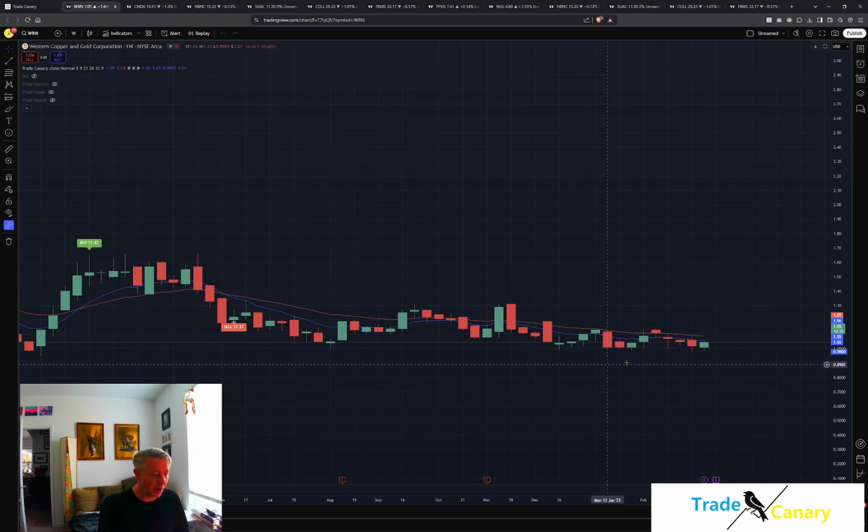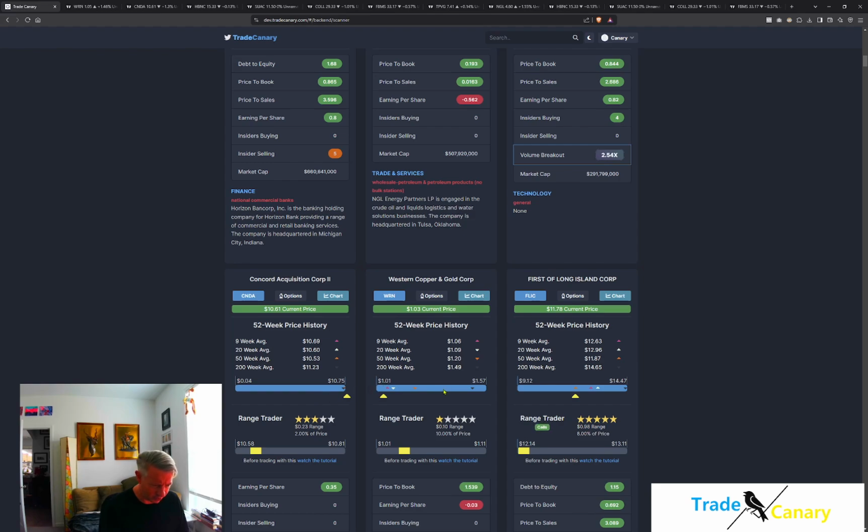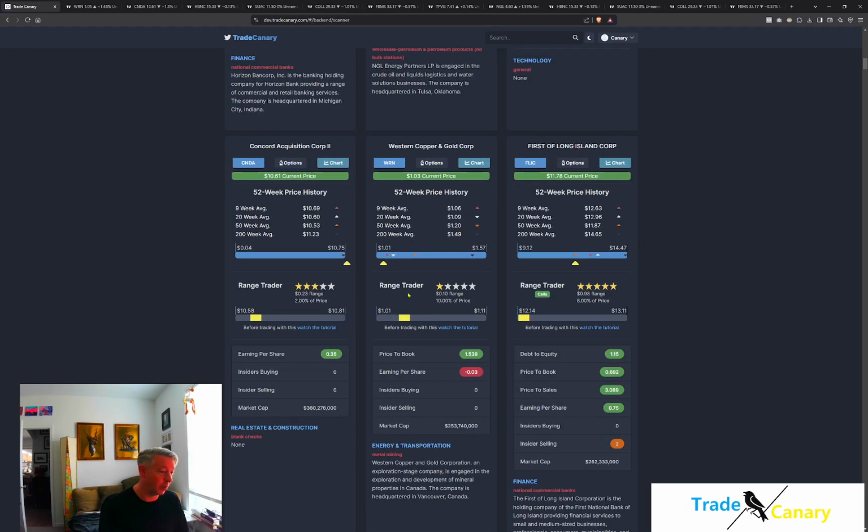Okay, now we do have a lot of price history established here. What is the dollar value on this range? So Western, 10% of price, 10 cents of range. Oh, but look, we're actually only 1 star. We're not at the bottom of the range. So immediately just move on, right? If it's not 5 star, if the current price is not pegged to the bottom of the range, don't even bother looking.